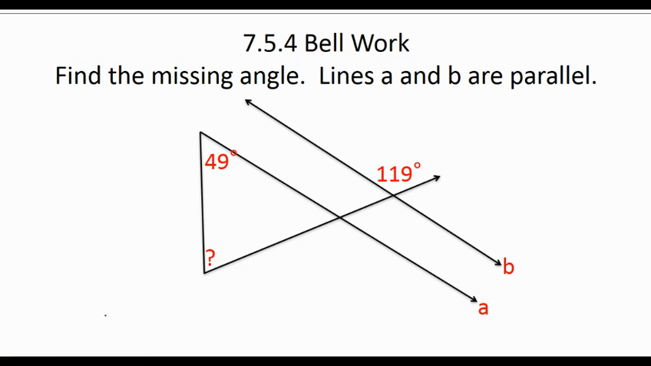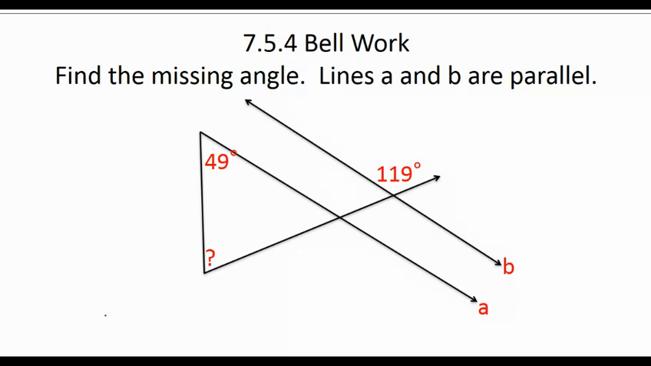All right, let's do a bellwork question before we get into this lesson. So we're asked to find the question mark angle. We've been given a couple of angles. We've been told the top angle of the triangle is 49 degrees. Then this angle all the way over is 119 degrees. And in the question, we're also told lines A and B are parallel.